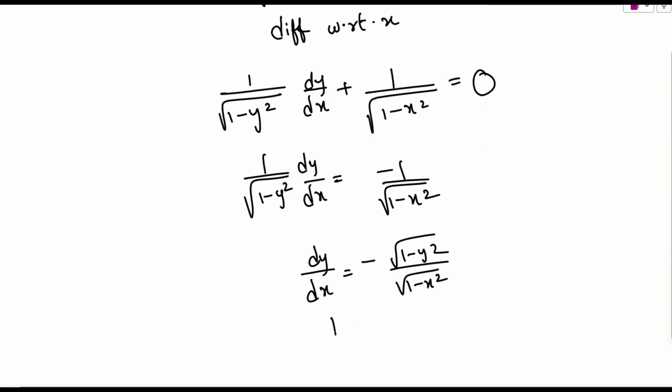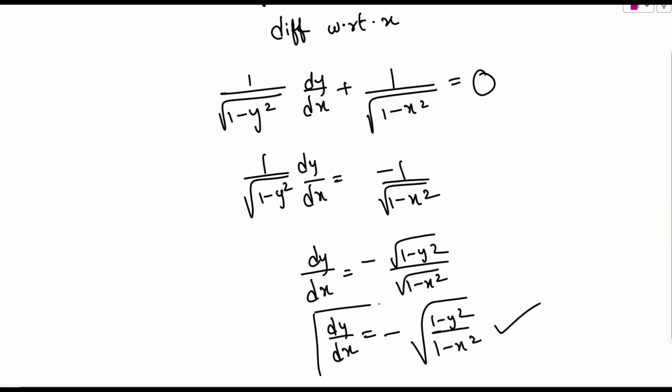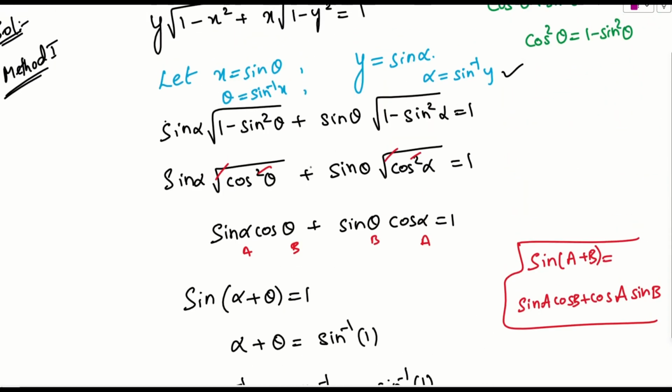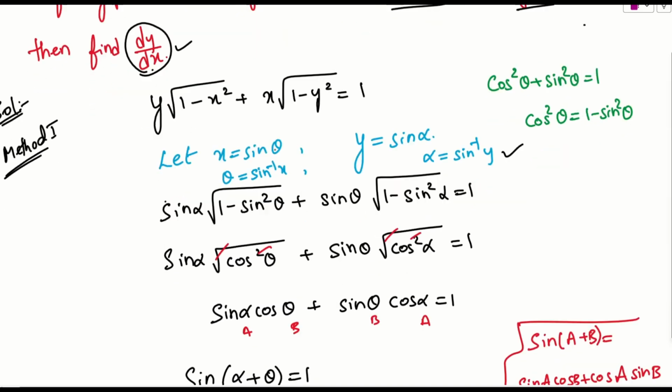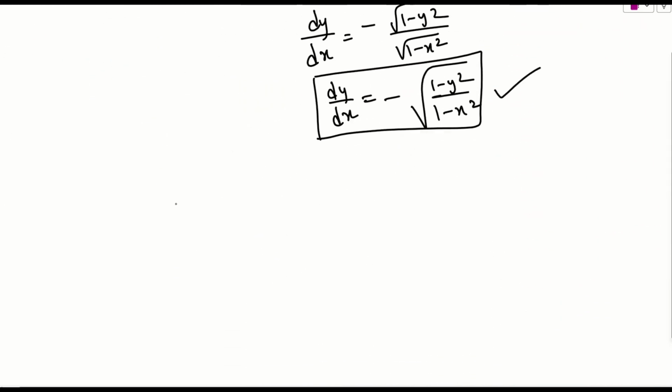The same thing I can write as dy by dx equals minus root of (1 minus y square) by (1 minus x square). Actually, this is our final answer. Is it okay? If you feel like, ma'am, if we want to do it with the normal method, that is also fine. I'll help you with the second method as well. So let us take the second method.